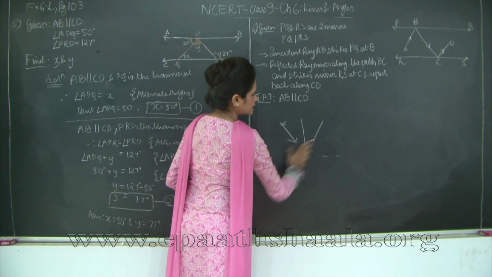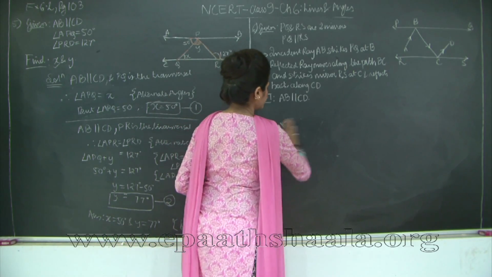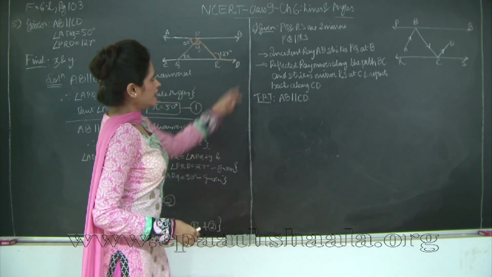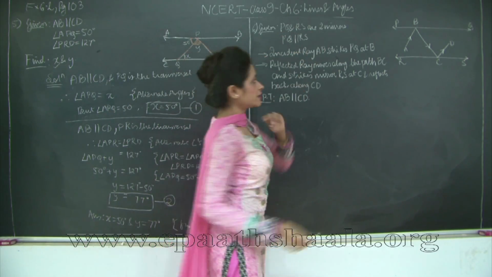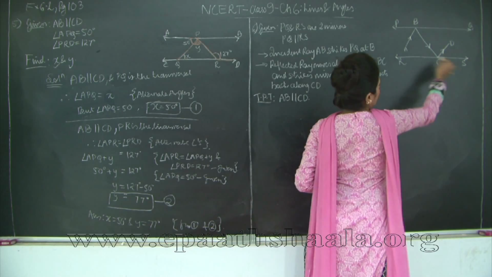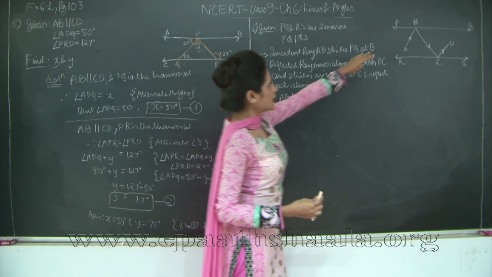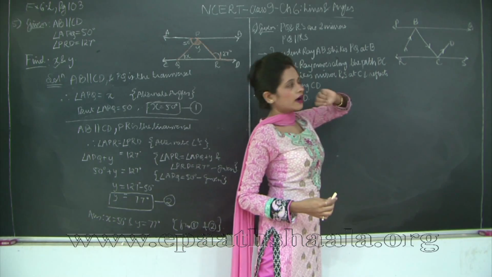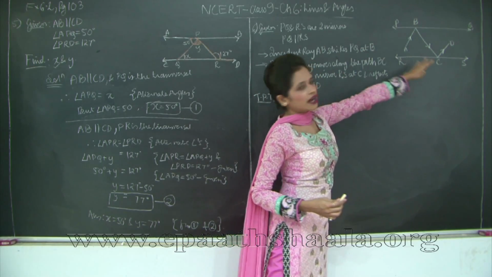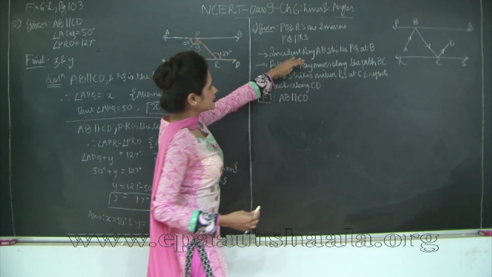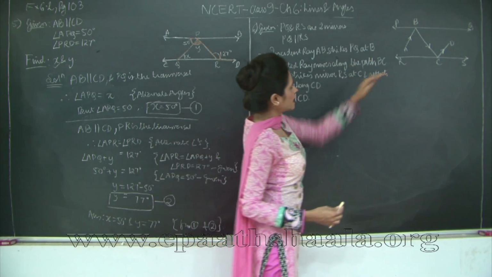So now let's read out our question. We have PQ and RS are two mirrors, and PQ is parallel to RS. That means PQ is placed parallel to RS, which means the lines PQ and RS are parallel. Okay, incident ray AB strikes PQ at B.